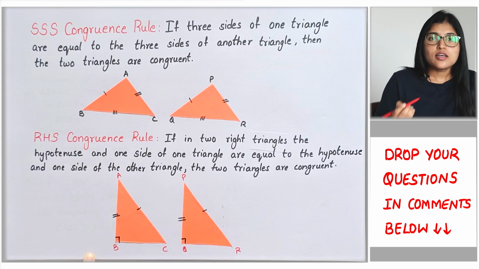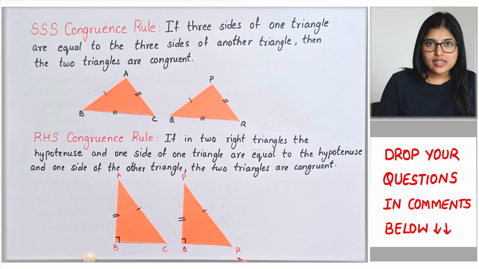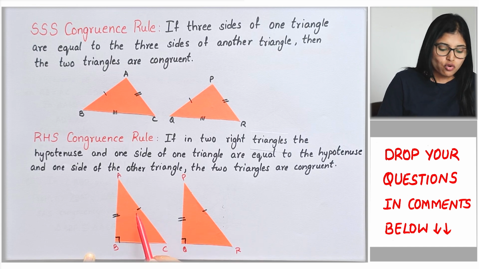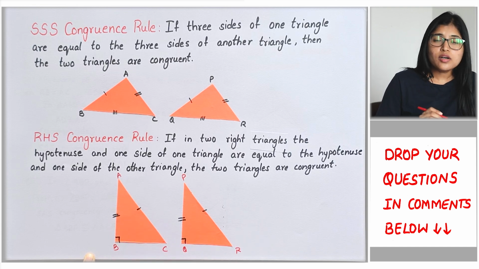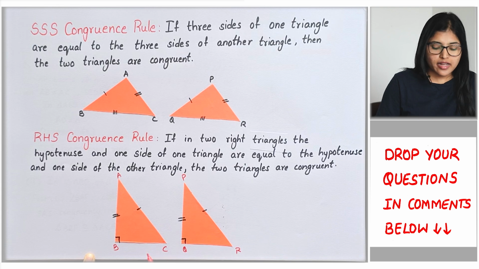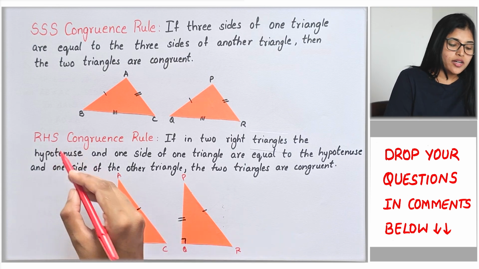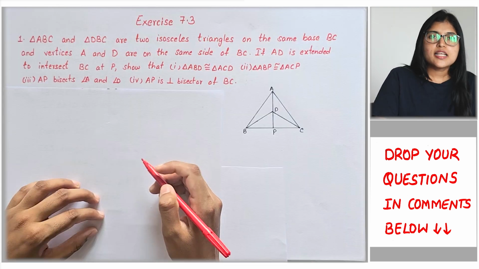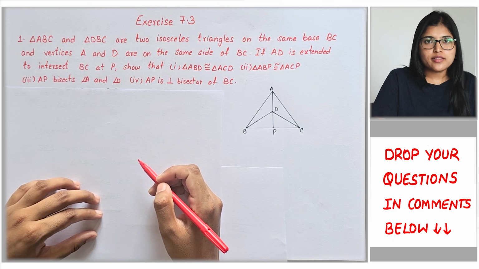If you remember, in side angle side, we discussed that side side angle is not a valid criterion for congruence. So this also looks like side side angle. However, it is an exception for right angle triangles, where it is valid, and we call it the RHS congruence rule. Let's start solving exercise 7.3 questions.